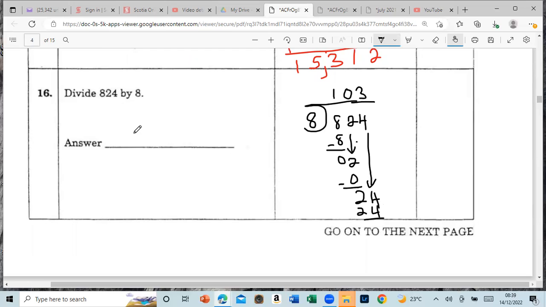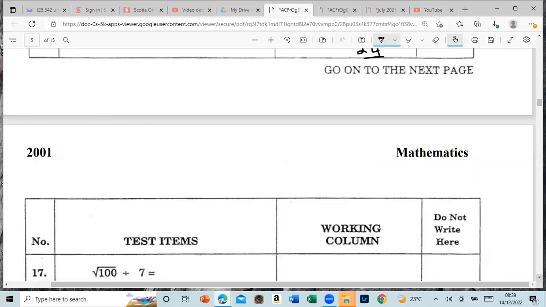So our answer would be 103. And to check your answer, you can multiply 8 by 103 and see if you get back that. Alright, guys. Right, let's move on to number 17.